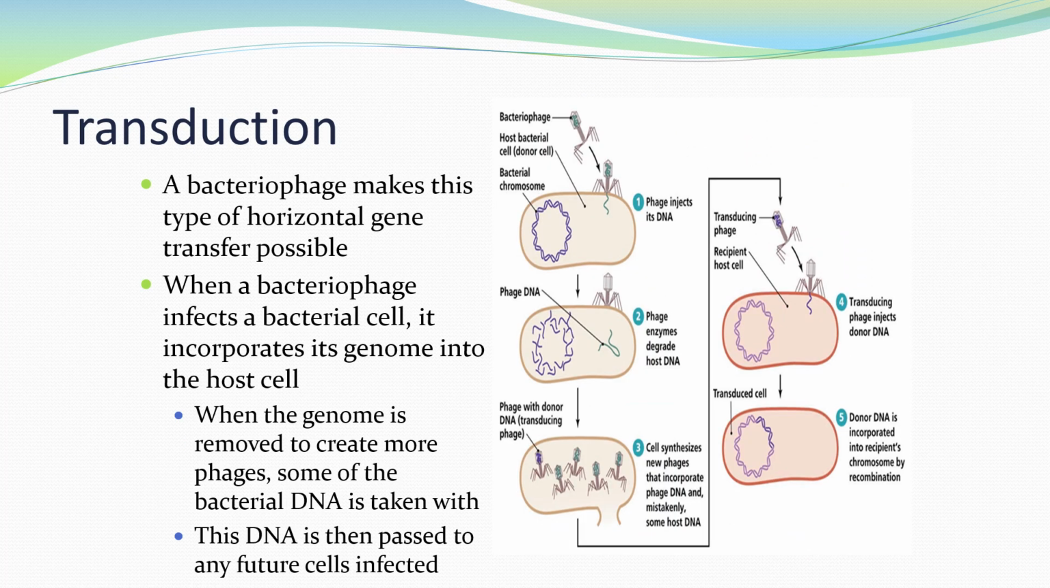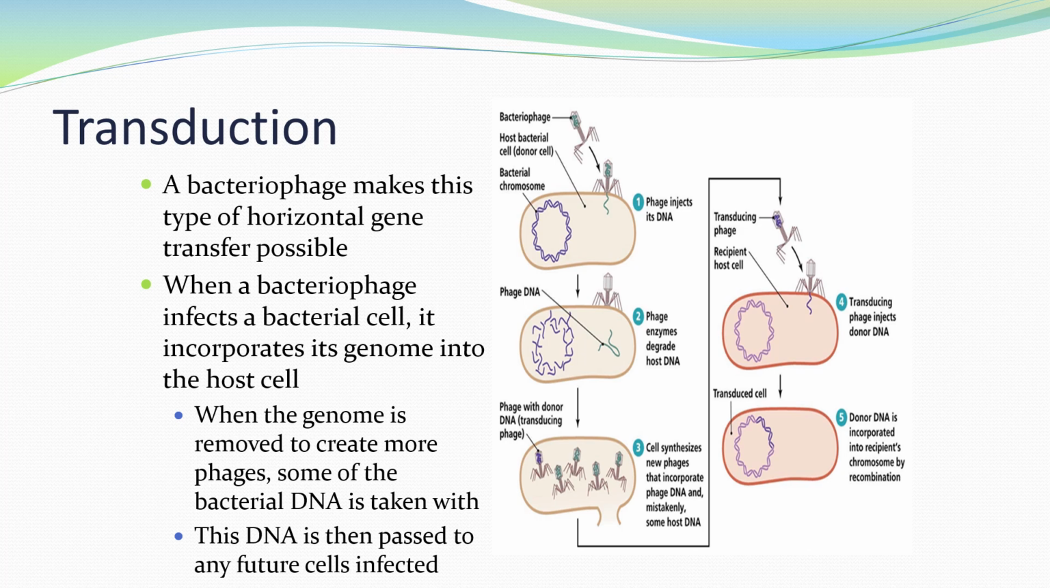Transduction is going to be the second type of horizontal gene transfer. You can think of this as accidental gene transfer via a virus. Specifically, it's going to be a bacteriophage, which is a virus that infects prokaryotic cells. So they're viruses that infect bacteria.